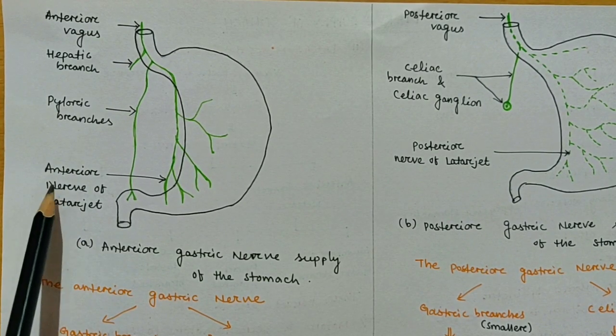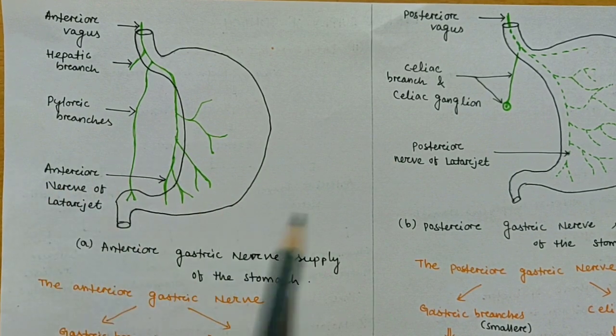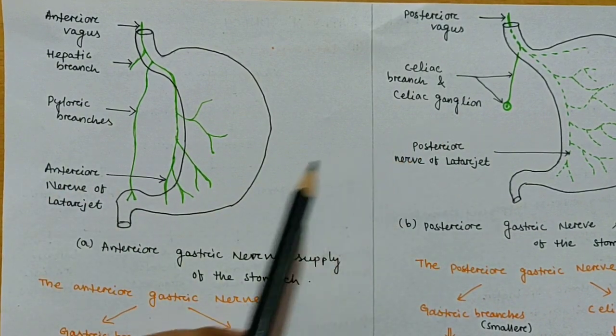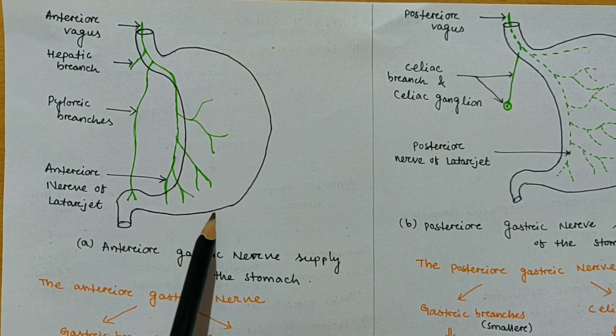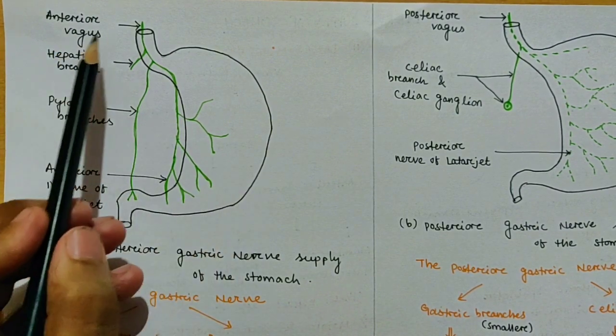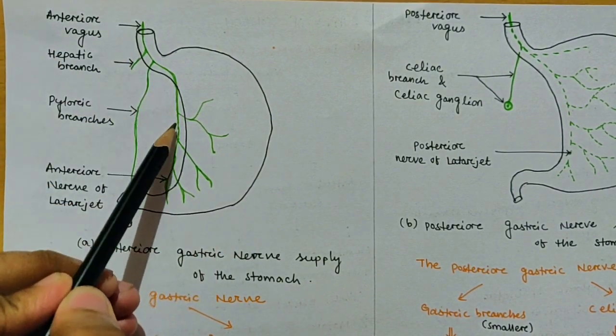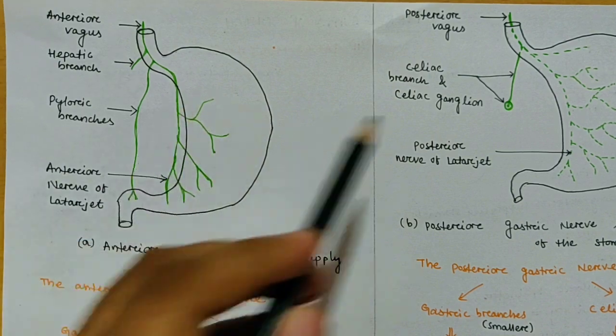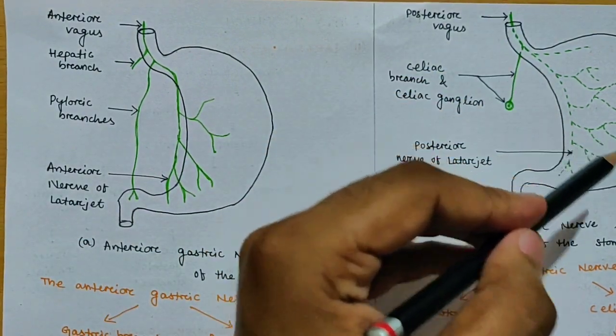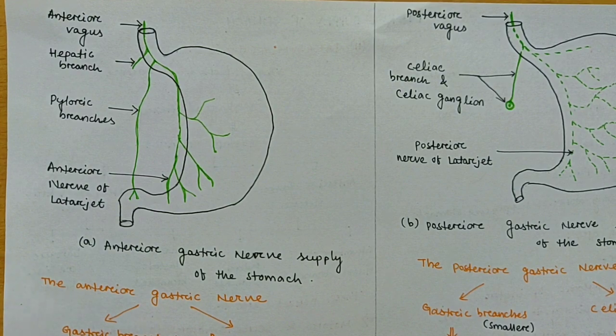And here the anterior nerve of Latarjet and the posterior nerve of Latarjet both supply the pylorus. And one more thing, the solid lines suggest the anterior nerve supply, and the dotted lines suggest the posterior nerve supply. With this I conclude the topic.